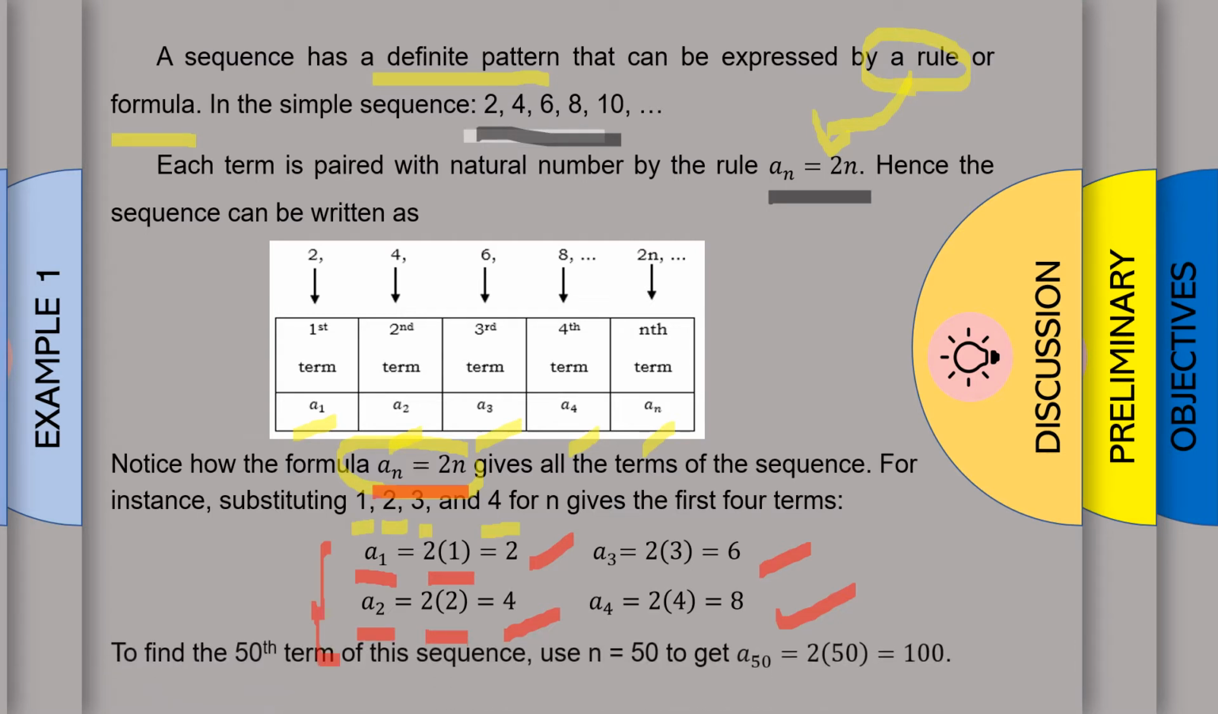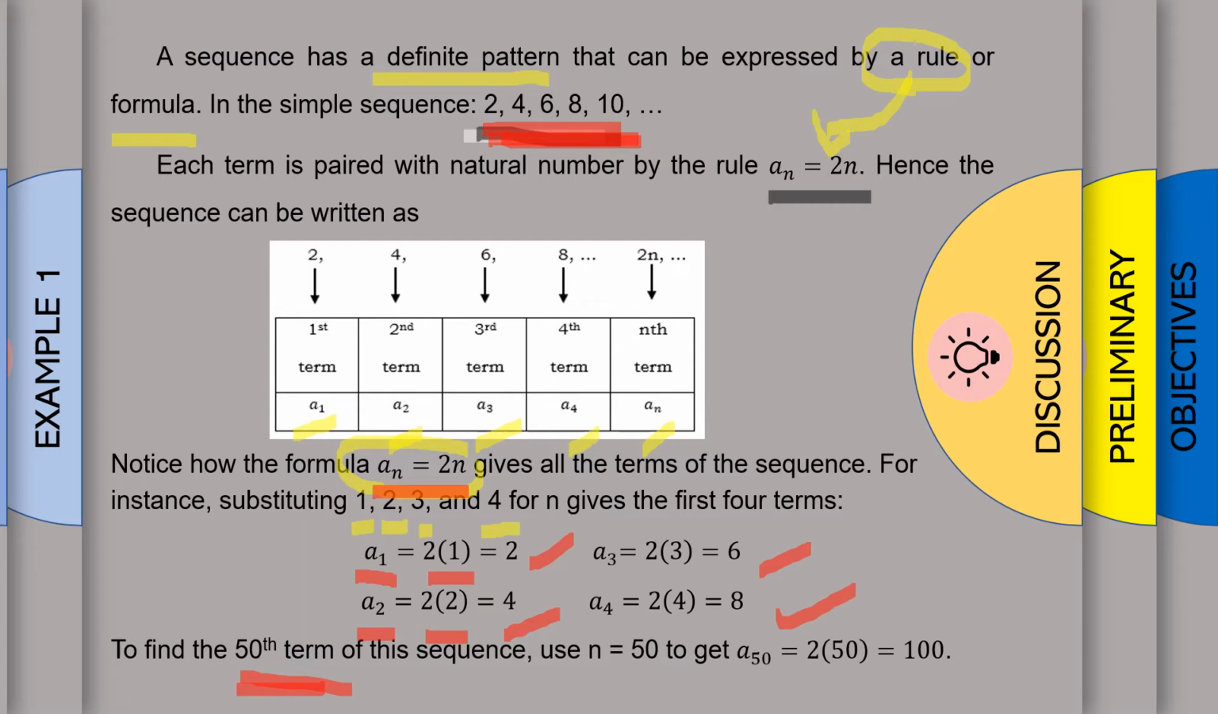Okay? Now, let's try. What if you're asked to find the 50th term? For example, you're asked to find the 50th term. Medyo marami na yan, no? Sa sequence na 2, 4, 6, 8, 10, ano yung pang 50th term dito? Siyempre, ang given lang dito ay yung first 4. So, yung pang 5th mo 10, yung pang 6 mo 12. Kasi nagpa-plus 2 lang, nakikita niyo yung pattern niya.